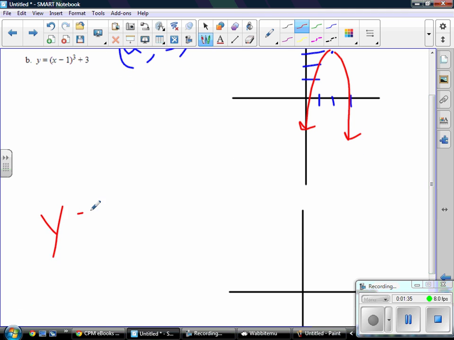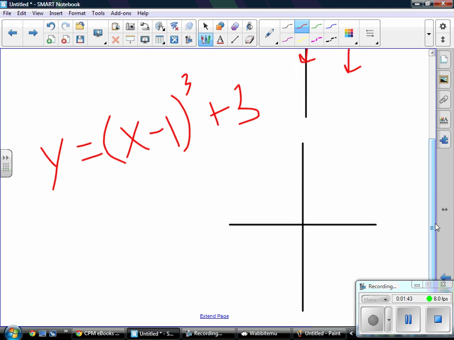In part B, we have a cubic function, okay? Y equals (x minus 1) cubed plus 3. Now my vertex or my turning point is going to be the same in this one. Take the opposite of this number, keep this number the same. So that's 1, 3 is my vertex. Make some little notches here. And you could do this nicely on your own graph paper too. So I know that's kind of my turning point.